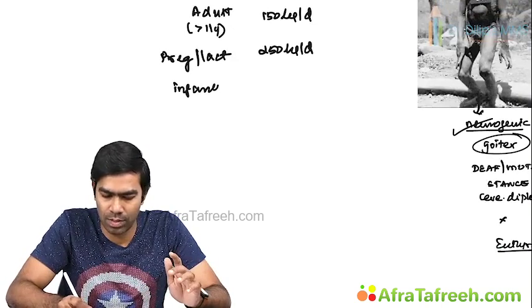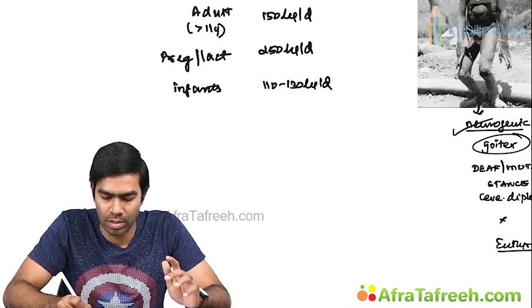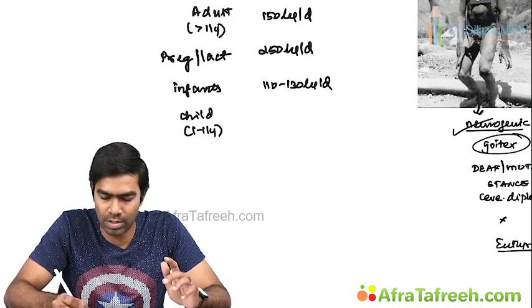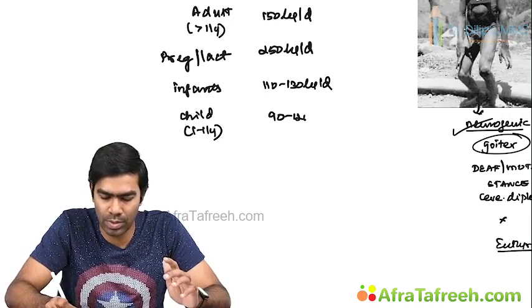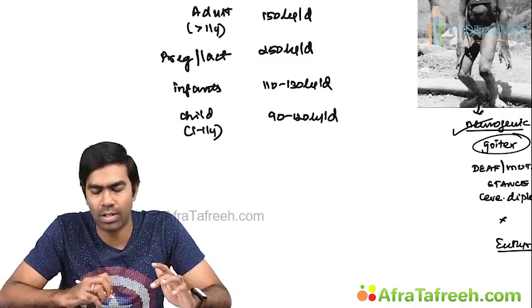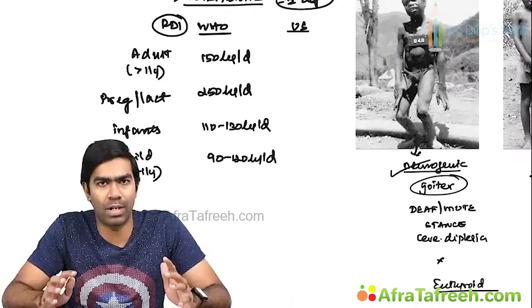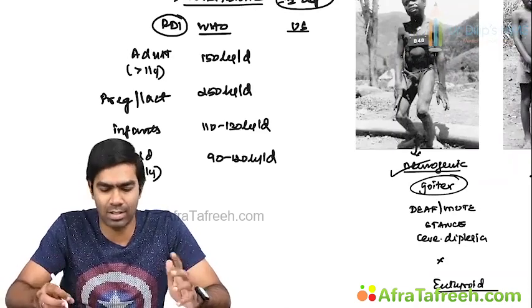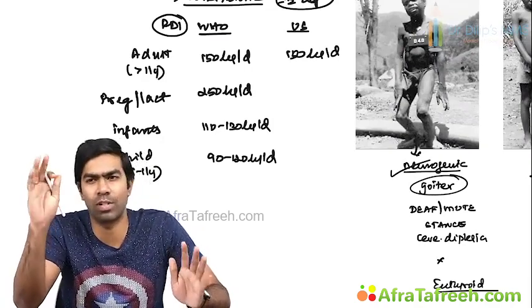On the other hand, infants will be needing approximately 110 to 130 micrograms per day, and children in the range of 1 to 11 years. They are the only people that are left now. So they need approximately 90 to 120 micrograms per day. Clear? The US Task Force tells little different for pregnant and children, but for adults it is the same, 150 micrograms per day, which means for adults, every guideline is almost the same.